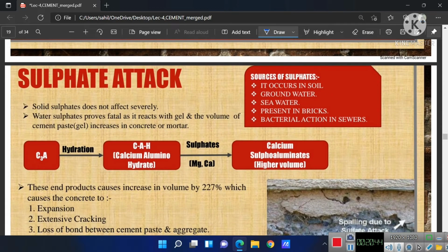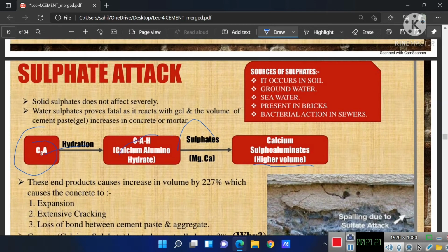Now, sulfate attack. In case of sulfate attack, solid sulfate does not affect severely. Water sulfates prove fatal as they react with gel and the volume of cement paste increases in concrete or mortar. Now here is the reaction. C3A in the process of hydration forms calcium aluminium hydrate, and then sulfates attack, and after that calcium sulfoaluminates are formed, which results in higher volume of the concrete.